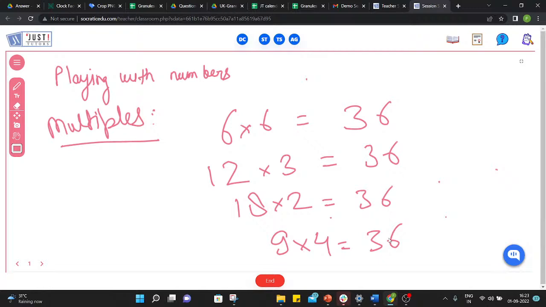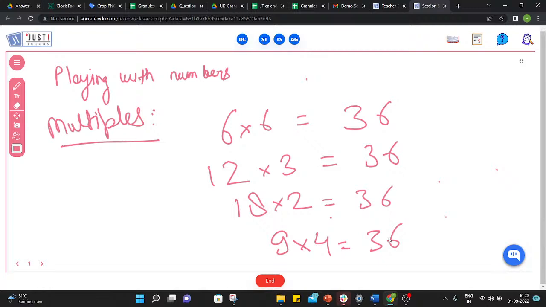We can make 36 by multiplying 6 by 6, 12 by 3, 18 by 2, or 9 by 4. So there are a lot of ways using which we can make 36.